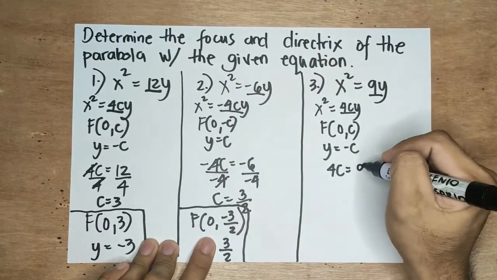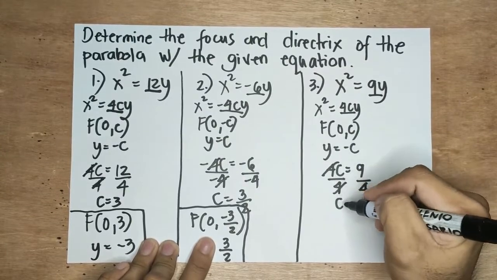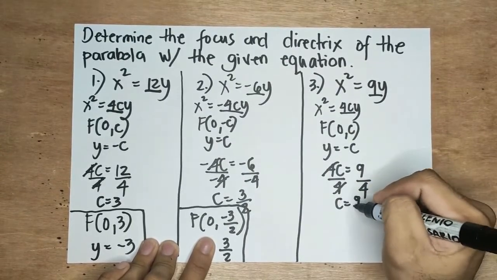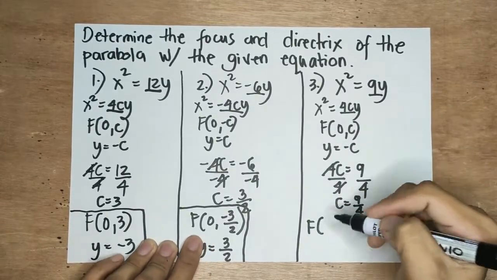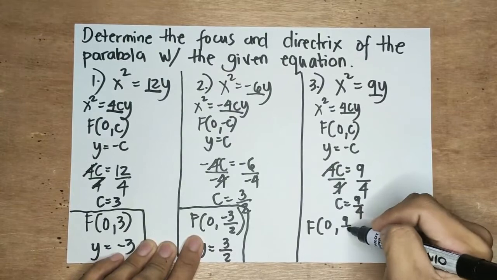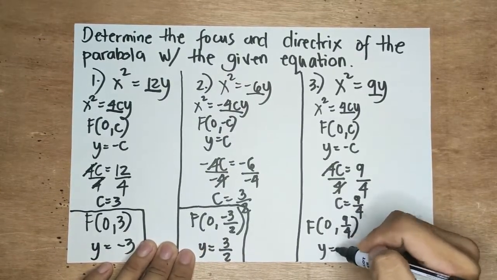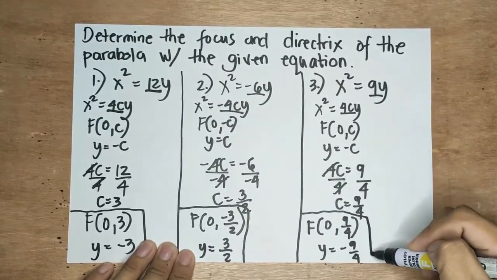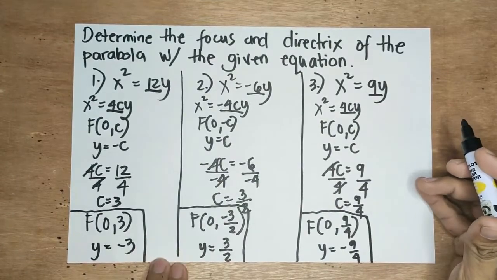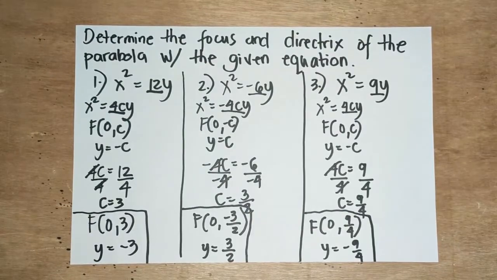4c is equal to 9. Divide both sides by 4. So, we have c is equal to 9 all over 4. So that means our focus is at 0 and 9 all over 4. And our directrix is at y is equal to negative 9 all over 4. So madali lang siya as long as you know the formula. Okay, yung difference ng format ng parabola opening upwards at yung parabola opening downwards. Okay?